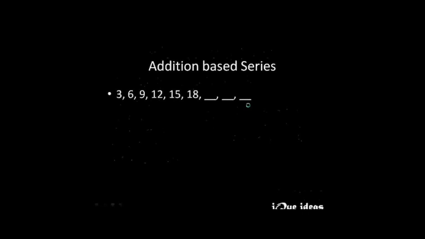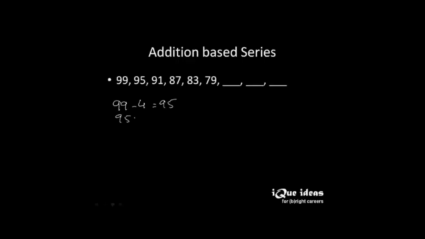Extremely simple. Now take a look at this particular example. Here very quickly we can identify that 99 minus 4 gives me 95, 95 minus 4 gives me 91, 91 minus 4 gives me 87, 87 minus 4 gives me 83 and 83 minus 4 gives me 79. So this is a minus 4 series.